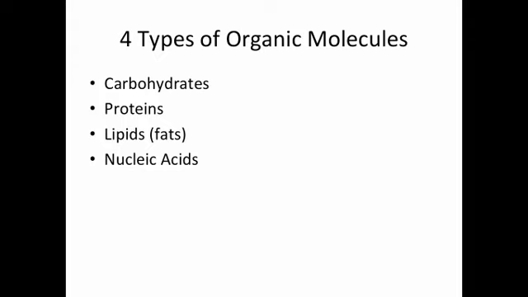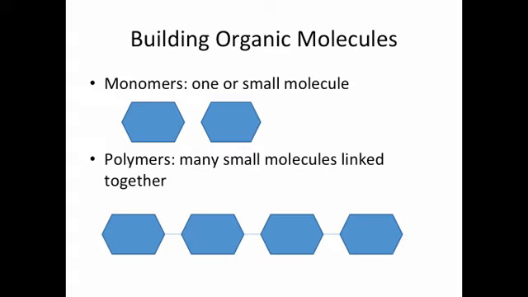So it's a whole bunch of small ones linked together by a particular bond. In most of our cases, remember, we could talk about a covalent bond, a hydrogen bond, or an ionic bond. In all of our carbohydrates, and the ones we're mostly going to be dealing with, you can assume it's going to be a covalent bond. So monomers are small molecules, and polymers are small molecules linked together to form a larger molecule.